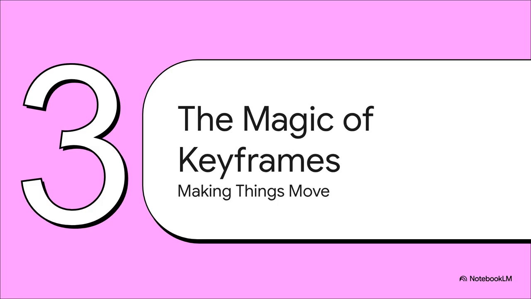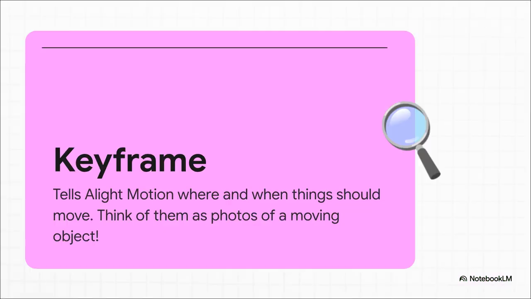All right, so we've got our canvas and we've got our elements. Now we're going to talk about the single most important concept in animation. This is the secret sauce, the magic spell that actually makes things move. We're talking about keyframes. Don't let the technical name fool you, okay? A keyframe is just a marker. It's basically you telling the app, hey, at this exact second, I want my little circle to be right here. Then you set another keyframe a little later and say, and now I want it to be over there. And here's the cool part. The app does all the hard work and smoothly fills in all the movement in between those 2 points. It's amazing.